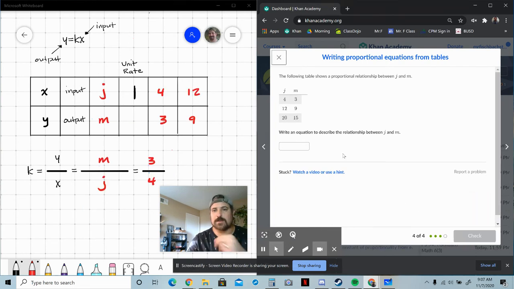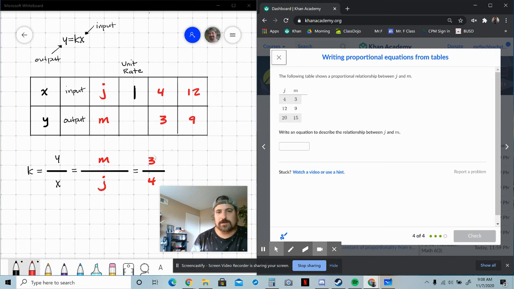All right, so in this one, it says that the following table shows a proportional relationship between j and m. Once again, they have no information here, so it doesn't matter what you pick as your input and your output. I'm just going to make j my input and m my output. Okay. Fill out my table here. I can see that when j is 4, m is 3, and j is 12, m is 9. Okay. So I'm just going to pick this relationship here that when j is 4, the m is 3. Okay, so input 4, output 3.